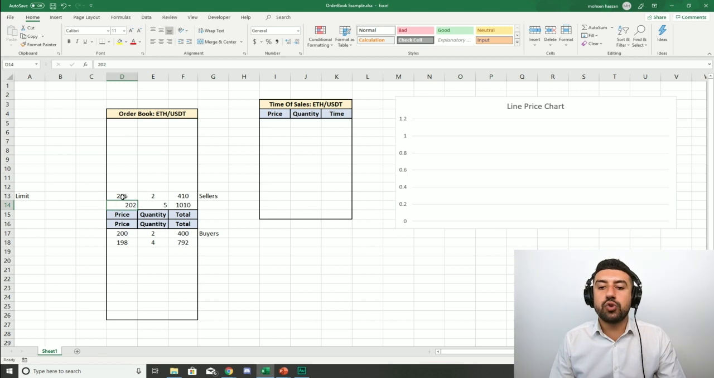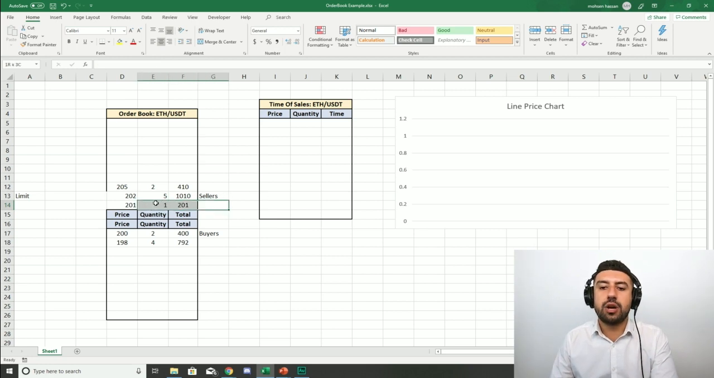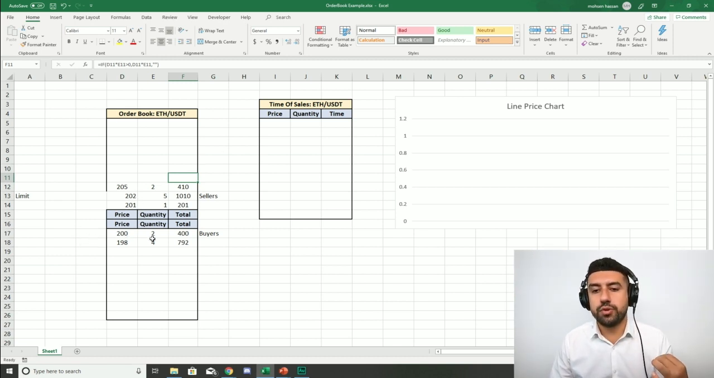Now, if somebody sends an order to sell at 201, he should have priority over the person who wants to sell at 202. So these two people are going to be pushed up. And here, the person who wants to sell at 201 is going to show up here. Let's say he only wants one Ethereum. And he's going to come here, right? So as orders come in, they're going to get in between other orders.